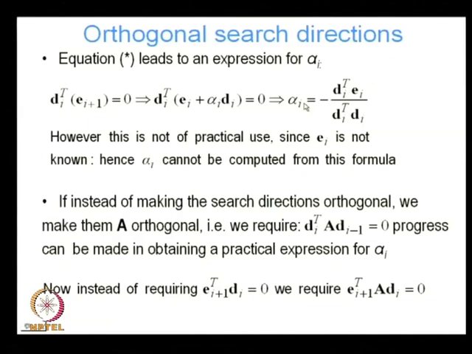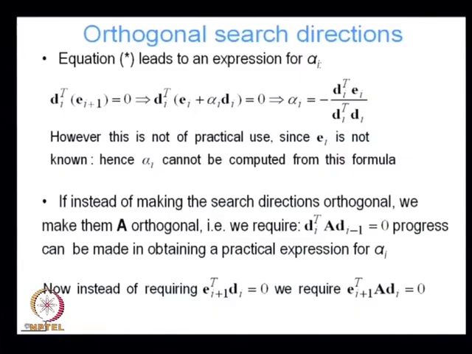But what do you see about this expression? This expression has alpha_i on the left hand side, and on the right hand side it has d_i as well as e_i, right. This is not useful at all. Why is it not useful? Because I want to know what step I have to take in the d_i direction, right. At that point I have no idea what will be the result of my step, so I have no idea what the error will be, so I have no idea what e_i will be.